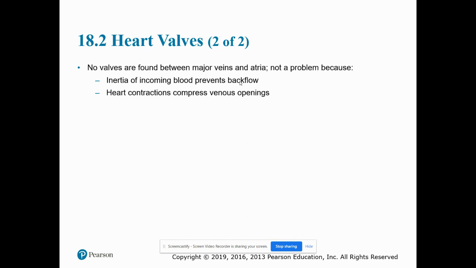There are no valves found between major veins and atria. So where the superior vena cava comes in, there's not a valve between the superior vena cava and the right atrium. And this is not problematic. And the reason it's not problematic is because, one, the incoming blood actually has inertia, and that's going to prevent backflow.